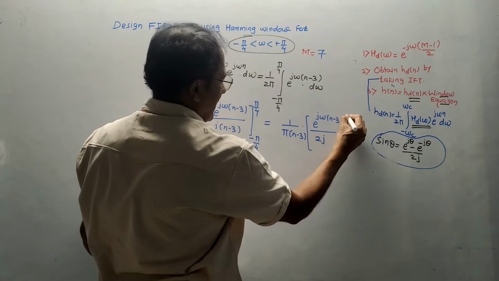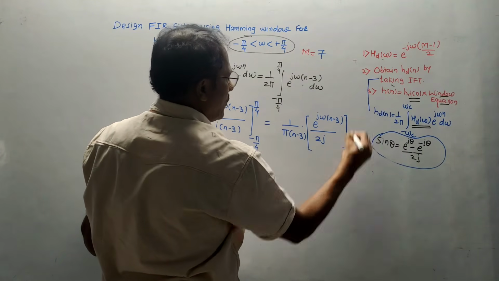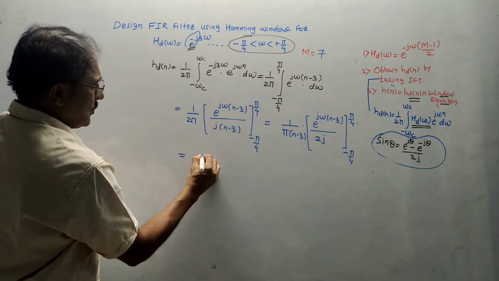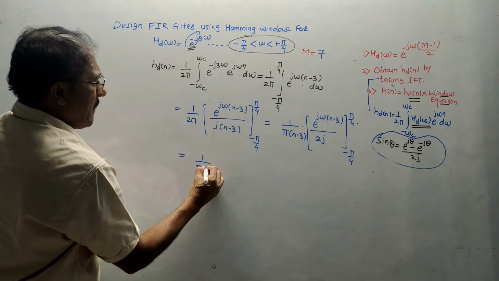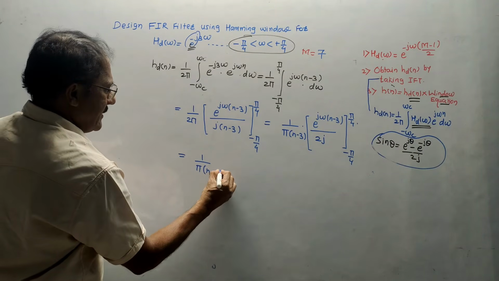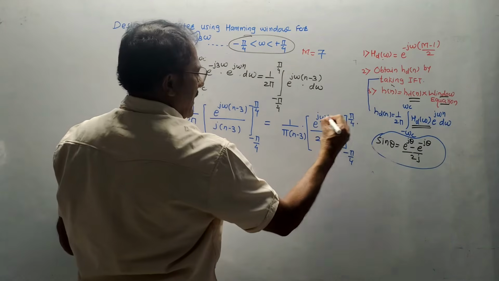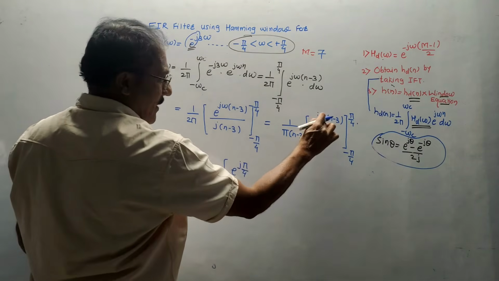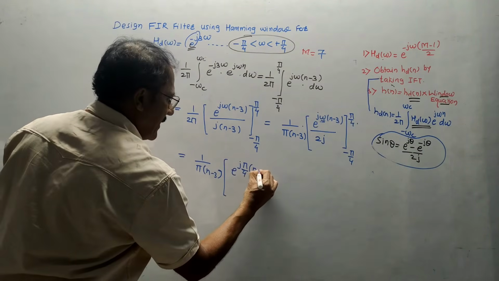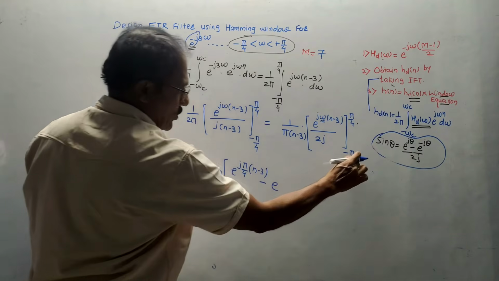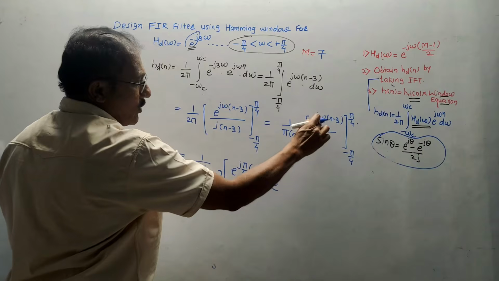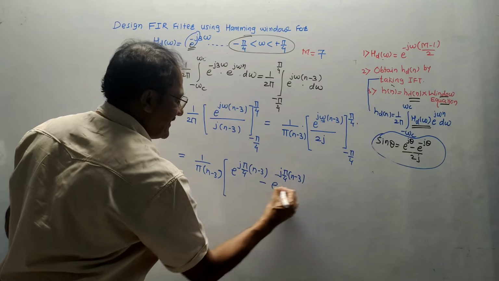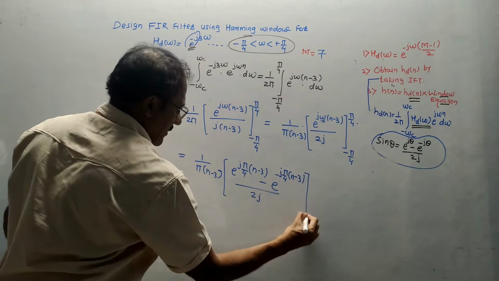So divided by 2j, limits are minus pi by 4 to plus pi by 4. Put the limits, so it is 1 by pi (n minus 3). In place of omega, I have to put the limits, so e raised to j pi by 4 (n minus 3), putting the upper limit pi by 4 in place of omega, minus e raised to... Now put the lower limit, minus pi by 4, in place of omega. So e raised to minus j pi by 4 (n minus 3), upon 2j.